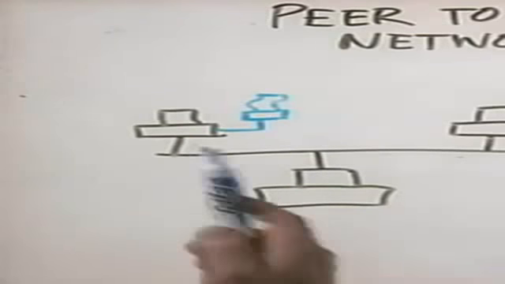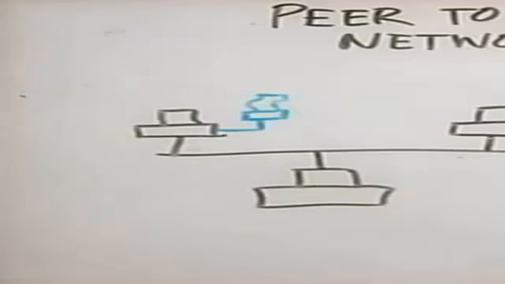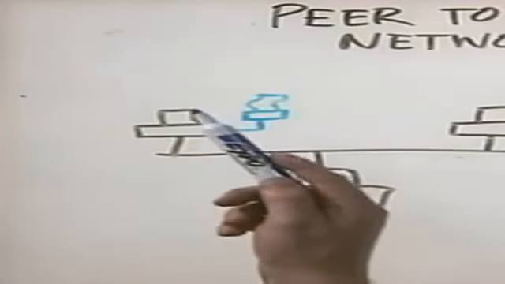Now, at the same time, these hosts also consume services. For instance, this host prints to this workstation. This workstation saves files to the hard drive in this workstation. In essence, they function both as a client and as a server at the same time.